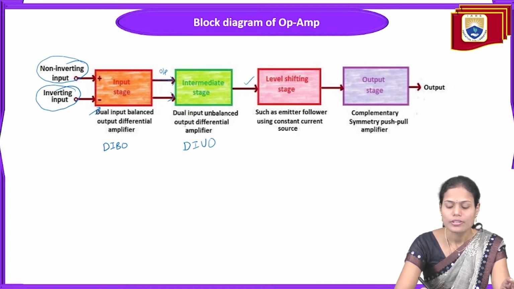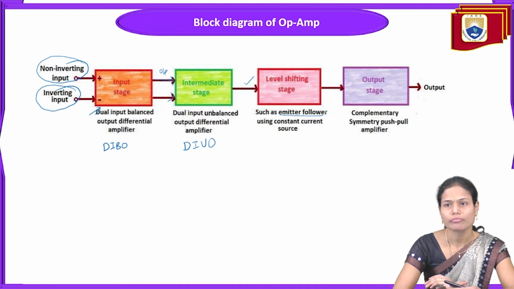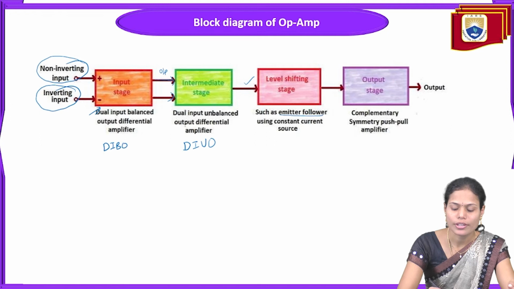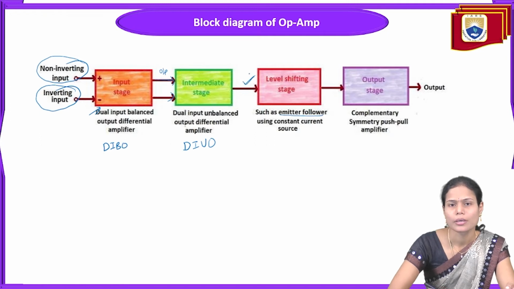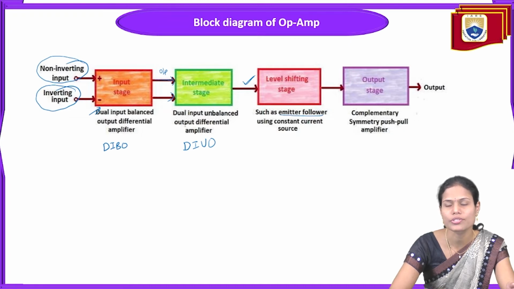And the next stage is the level shifting stage. In this case, we can utilize an emitter follower circuit using a constant current source. Here we may get two different levels of output voltages. In order to make it a single level or single voltage, we use this level shifting stage. After that, we utilize the output stage in order to measure the output signal we get from the operational amplifier.